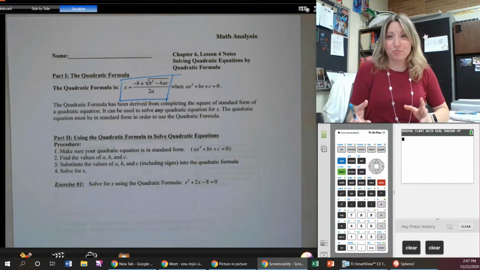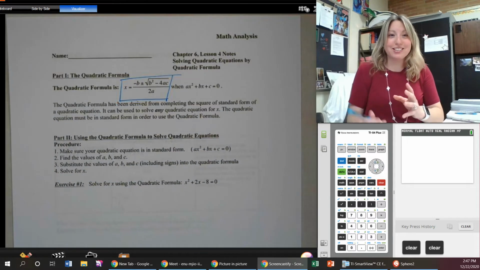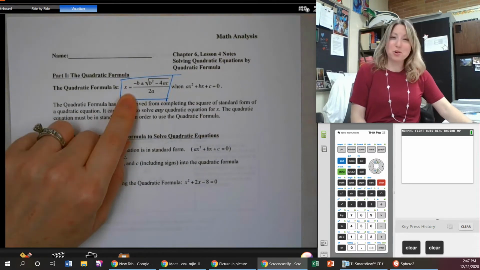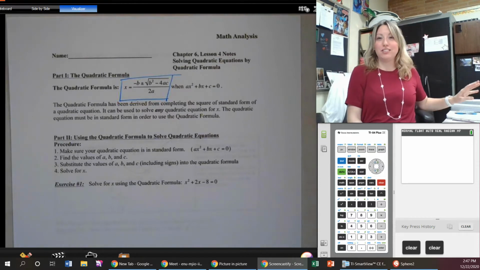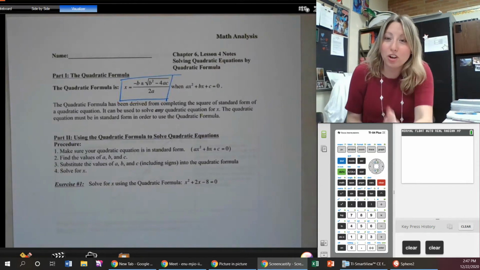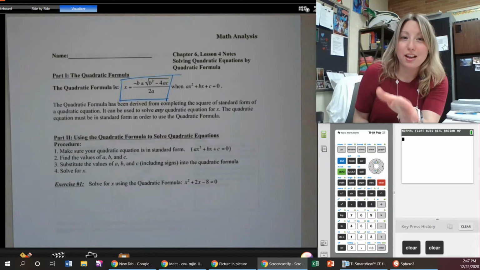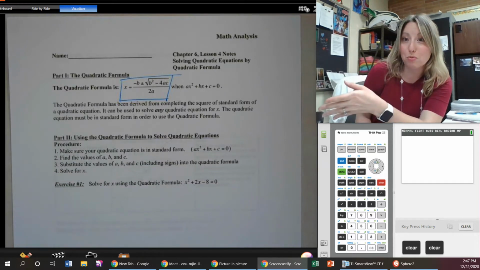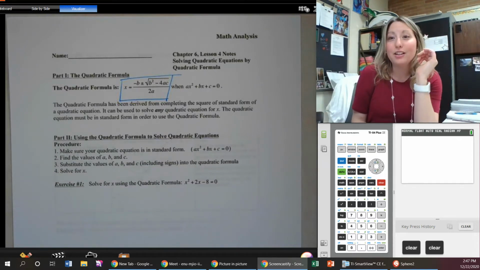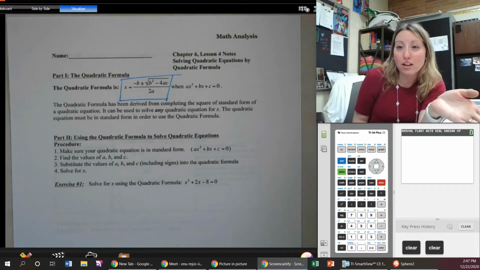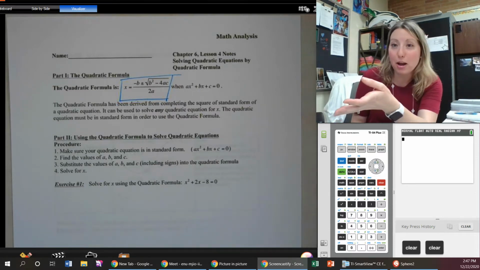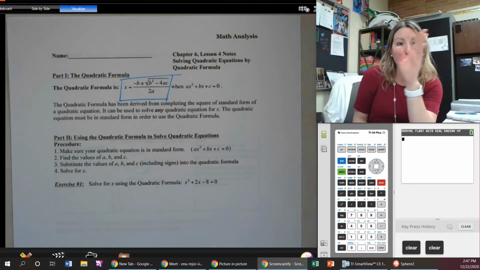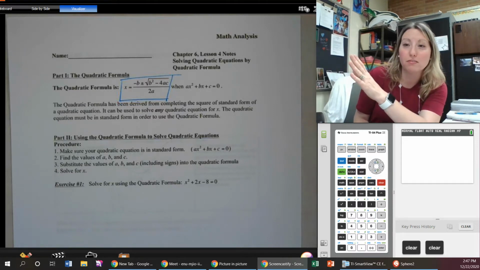So what that means is that quadratic formula solves any quadratic equation you run through it. You just have to have it in standard form. Ax squared plus bx plus c equals 0. So that's it. You take the a, the number in front of the x squared, the b, the number in front of the x, and the c, the number by itself at the end, and you plug them in for a, b, and c in the formula. And then you just simplify.